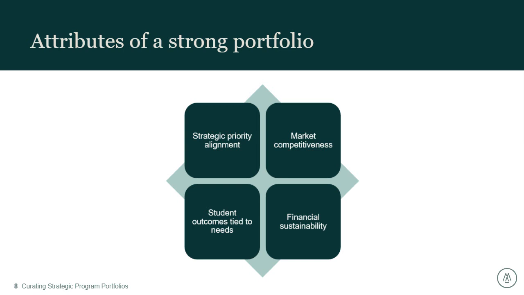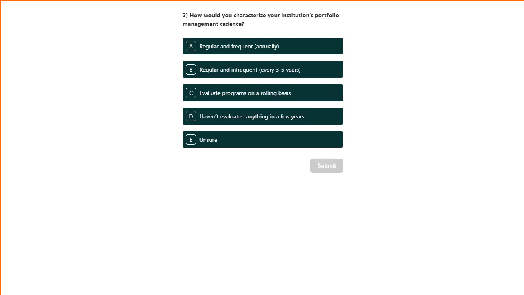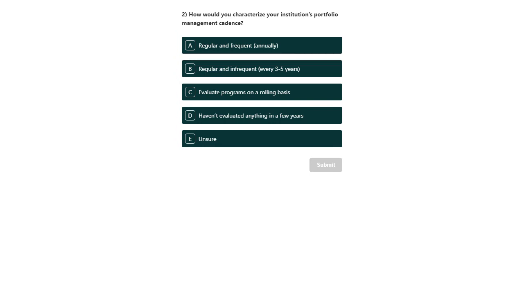And I think we are on to our next polling question. Great. Here we are at poll question number 2. How would you characterize your institution's portfolio management cadence? A, regular and frequent. B, regular and infrequent. C, evaluate programs on a rolling basis. D, haven't evaluated anything in a few years. E, unsure.